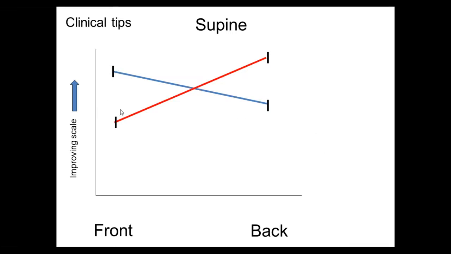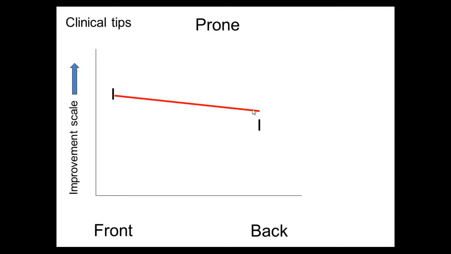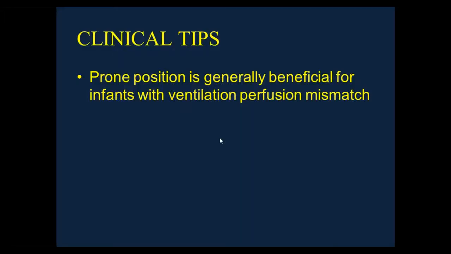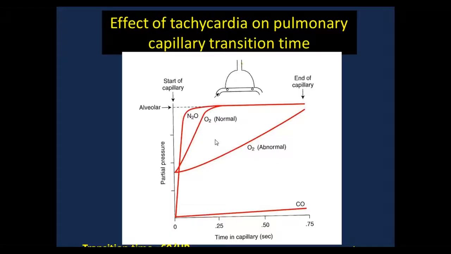So we have a significant distance between perfusion and ventilation. If you shift the infant to the prone position, then the perfusion will be almost the same back and front, which will be consistent with or very close to the ventilation. So the difference between ventilation and perfusion is much less. So the prone position is very helpful in infants with ventilation perfusion mismatch. Clinical tip: the prone position is generally beneficial for infants with ventilation perfusion mismatch.